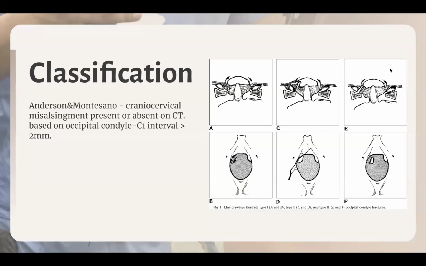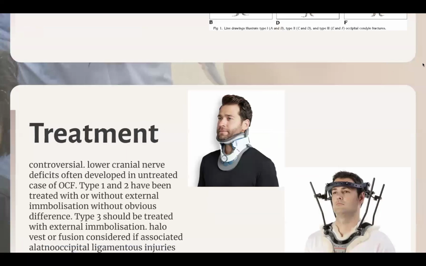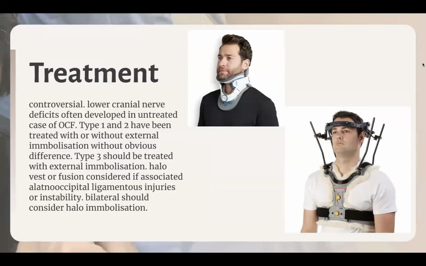So why do we classify them? Well, it really dictates what treatment approach we have. When we think about treatments, they say it's controversial because of whether there are rigid collars or halo vests, but we'll talk through them. I guess the reason why we treat occipital condyle fractures is that in untreated cases, there can be the development of lower cranial nerve palsies and deficits.